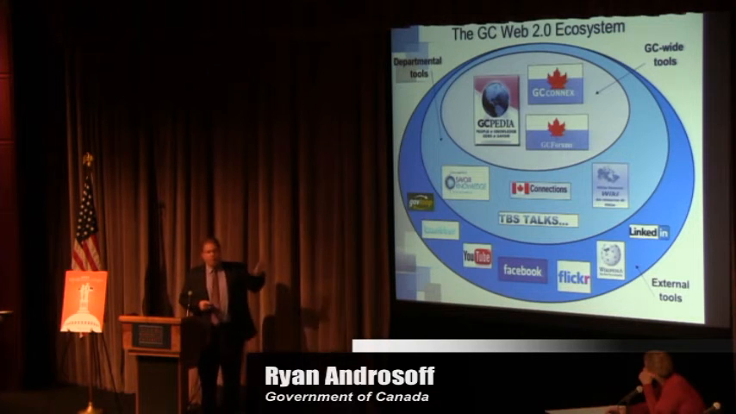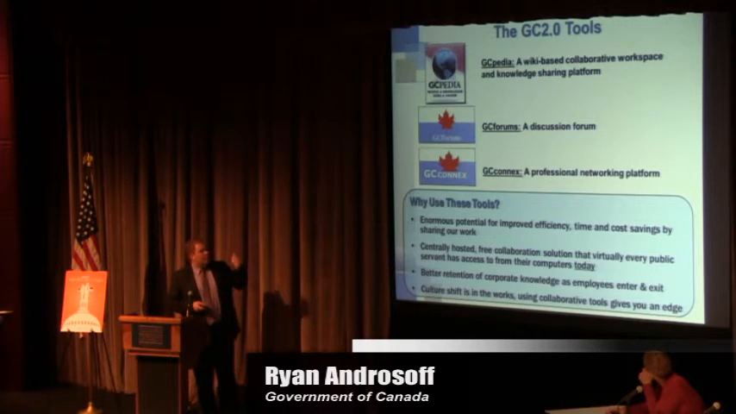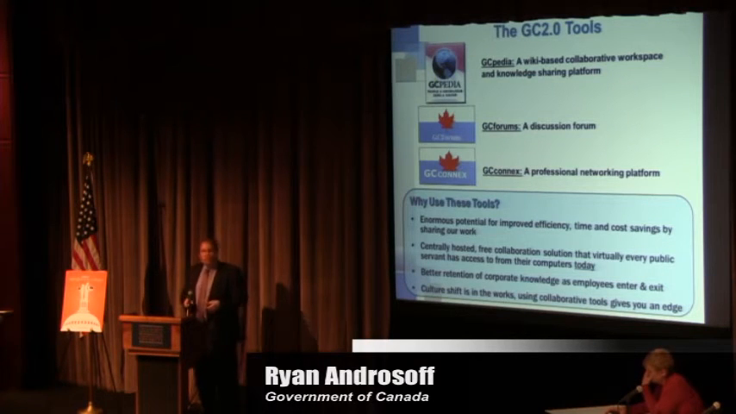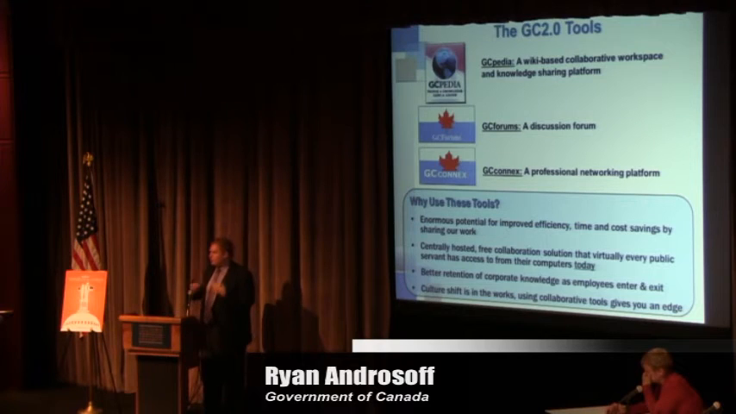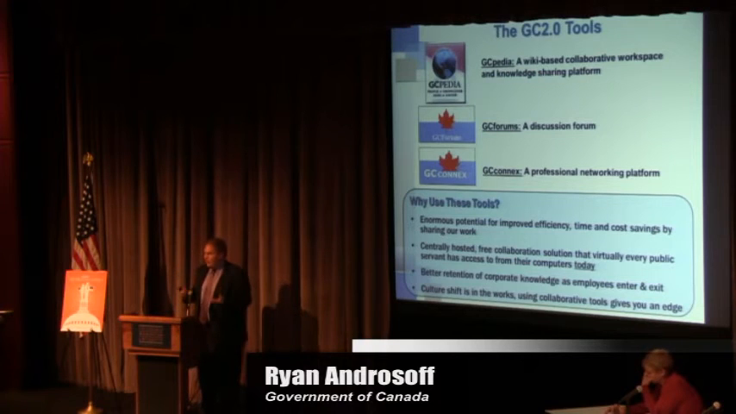Those are the three tools that the GC 2.0 Program Office and Treasury Board administers. So it's GCpedia, which is a MediaWiki platform, the Government of Canada's internal wiki; GCForums, which is a threaded discussion forum application based on .NET technology; and then finally GCConnex, which has been our professional networking pilot based on the Elgg platform.